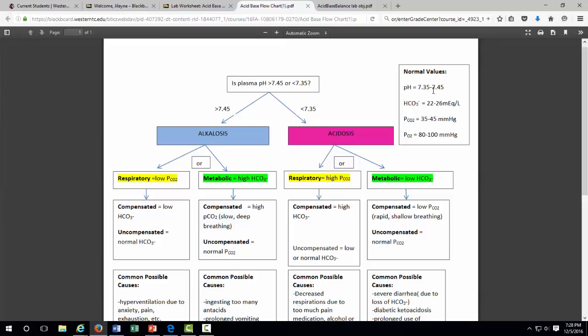If it's greater than 7.45, we know that's an alkalosis, but now we have to figure out what kind, and that's where the challenge is. Is it respiratory? Is it metabolic? And acidosis, same thing: respiratory or metabolic.